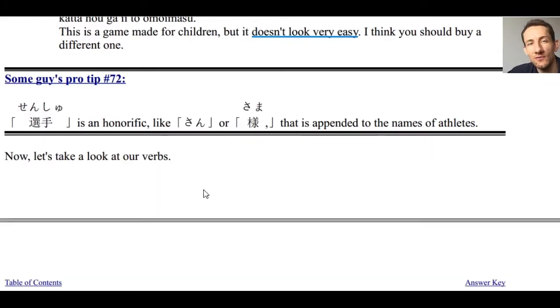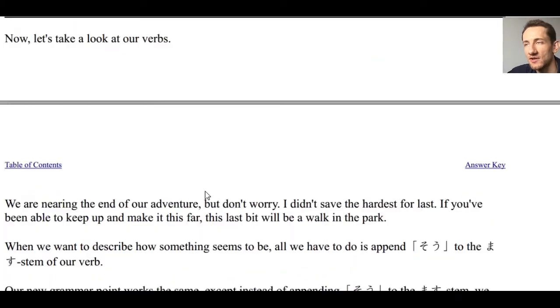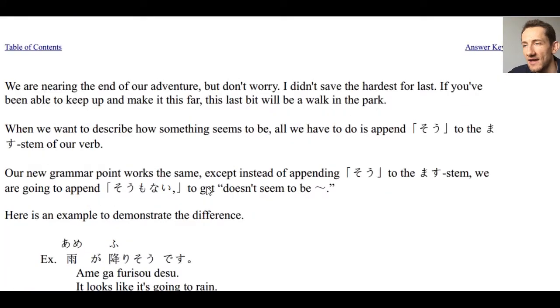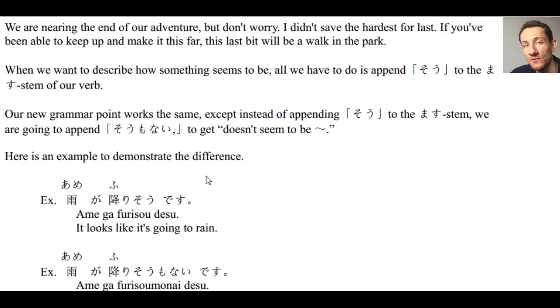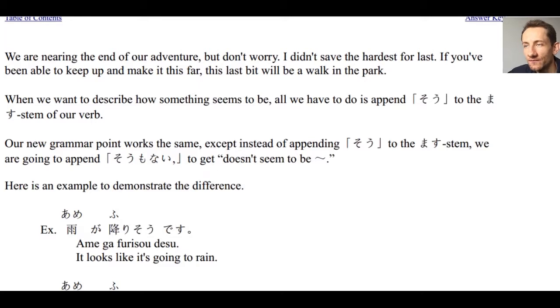Alright, now that we are done with our adjectives, we're going to finish off with our verbs. And actually, conjugating verbs to the なさそう form, or the negative, doesn't seem, doesn't look, doesn't sound, is quite easy. All we have to do is, instead of appending そう to the masu stem of our verb, we're just going to append そうもない. So we get something like doesn't seem to be.